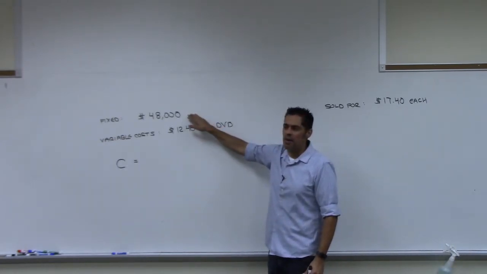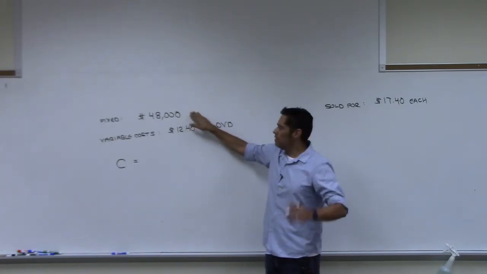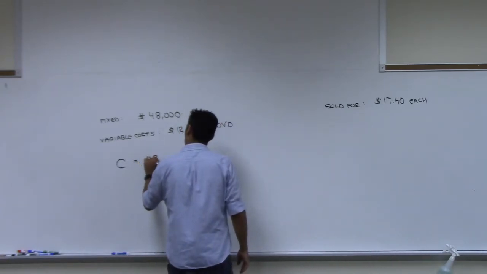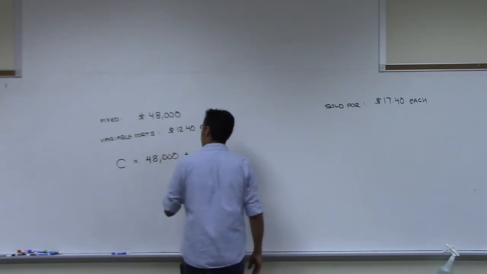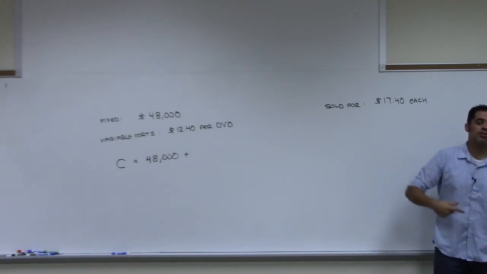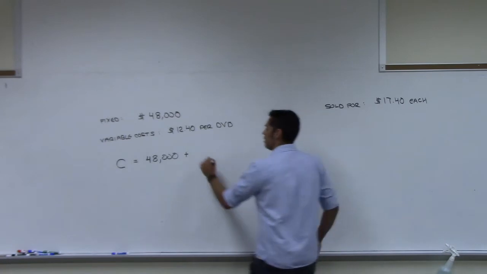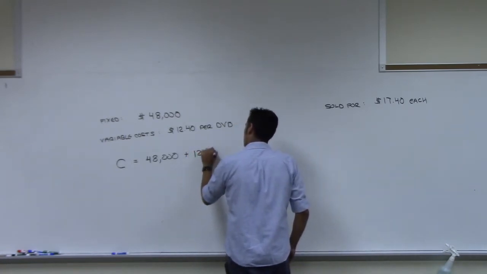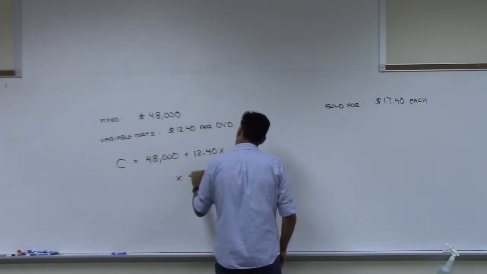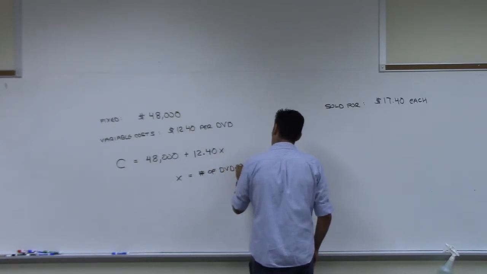$48,000. They've got to fire up the machines, hire the people, pay the electric bill, right? That's fixed. No matter what, to produce any DVD, it's going to cost them $48,000. Plus a variable cost, which is $12.40 for each DVD they make. So I can use x, right? So let's do $12.40x. Now let's be clear: x equals the number of DVDs made.